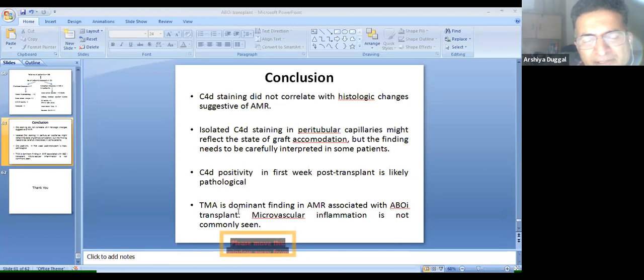So remember one important thing: in an ABO-incompatible transplant, you don't get to see that kind of chronic AMR, because the majority of the grafts, if you lose that graft, you will lose because of acute AMR only. Somehow they don't progress to a stage of chronic AMR. Even when they progress to chronic AMR, it will be only chronic TMA you will see. You will not find that kind of microvascular inflammation, the glomerulitis, and all that stuff.